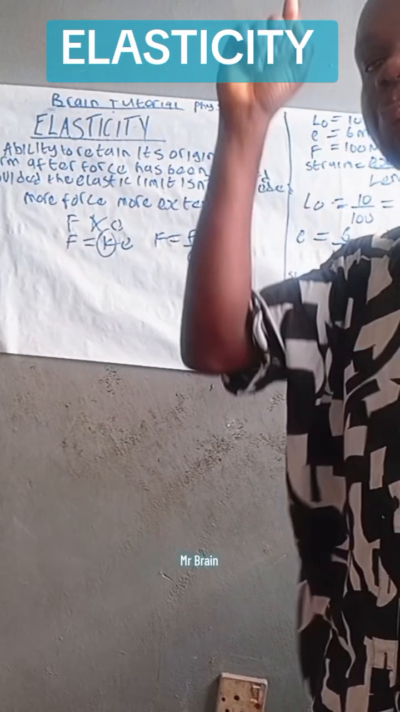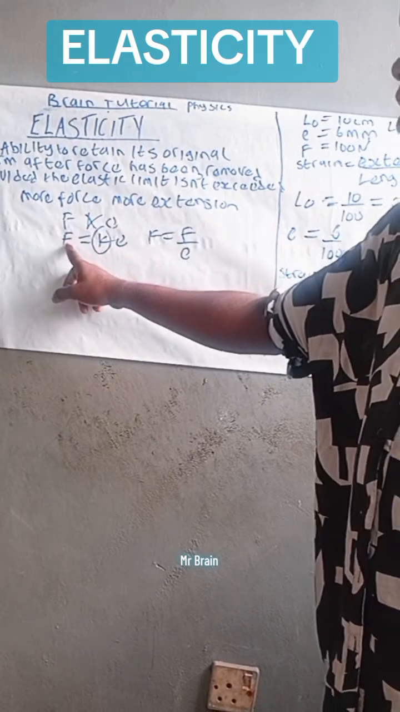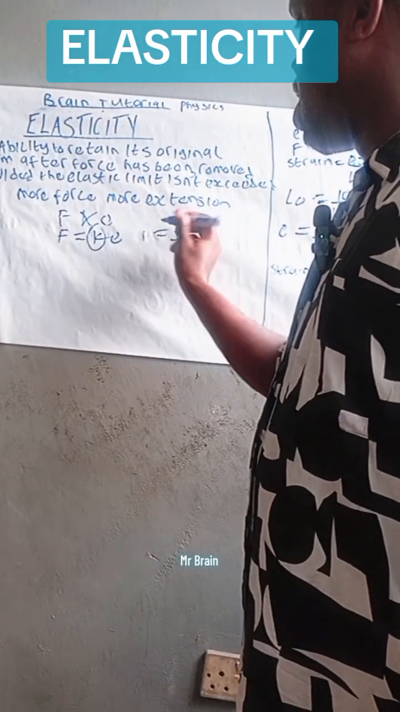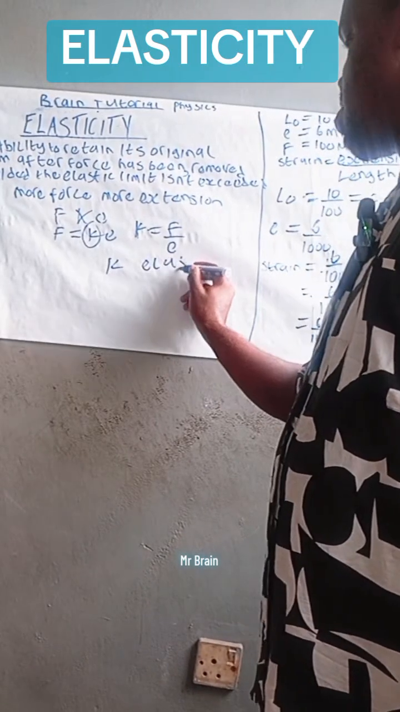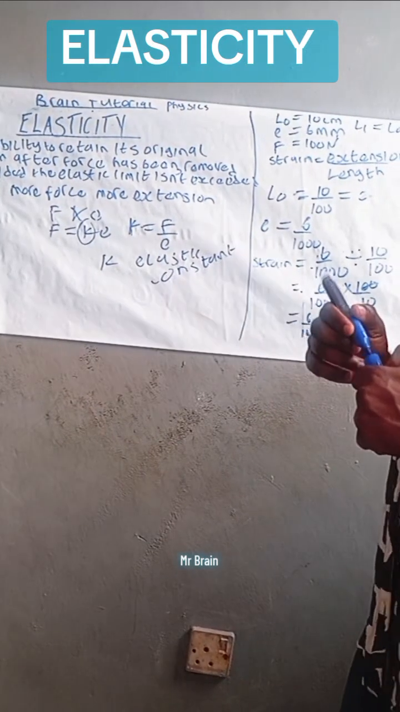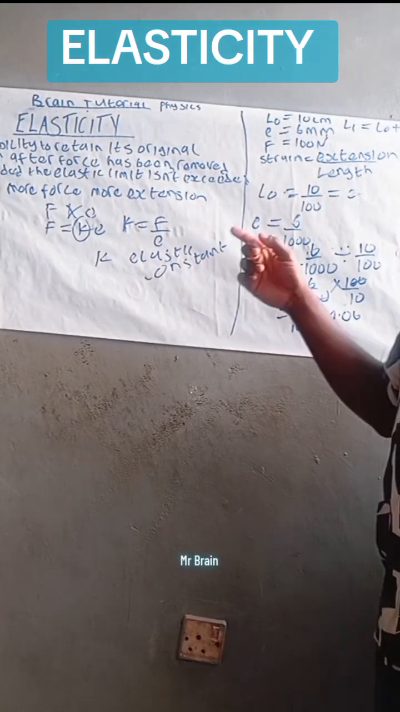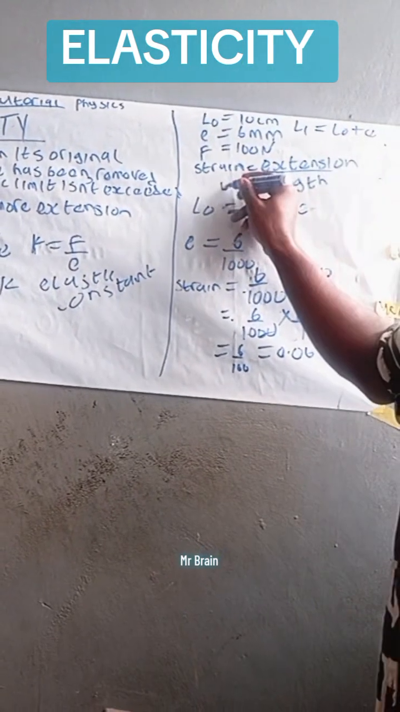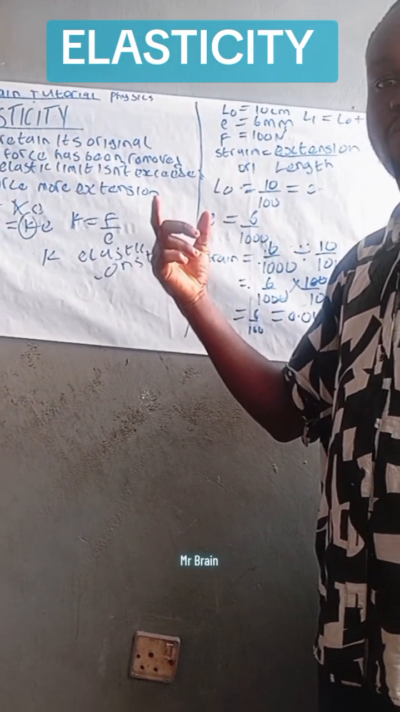Directly proportional simply means up, up; down, down. So that means force is directly proportional to extension. Therefore, F is equal to K e. When you make K the subject, K will be F over e. That K is called the elastic constant. Take note. There are also some other things you need to know in elasticity: strain, stress, and Young modulus. Strain is extension over original length, stress is force over area, and Young modulus is stress over strain.